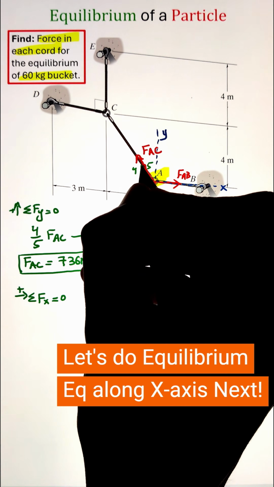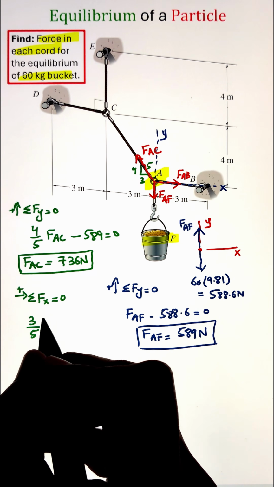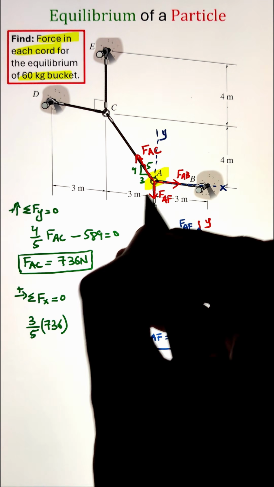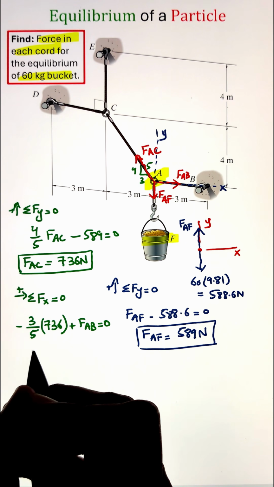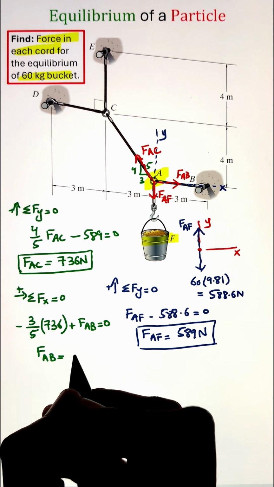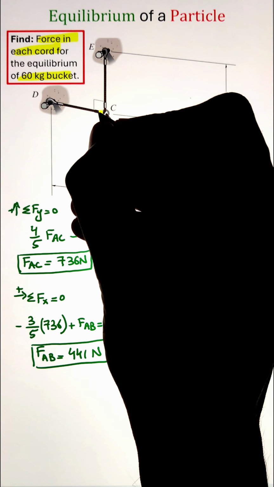So doing summation of forces along the y-axis equals 0, we will have a component of force FAC along the vertical direction that will be obtained by multiplying it by 4 over 5. Subtracting the weight of the bucket will give us the value of force FAC.